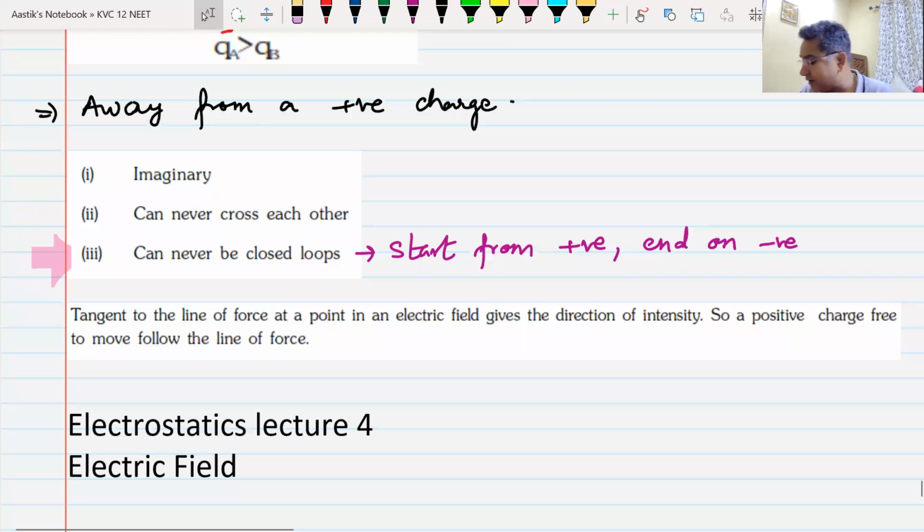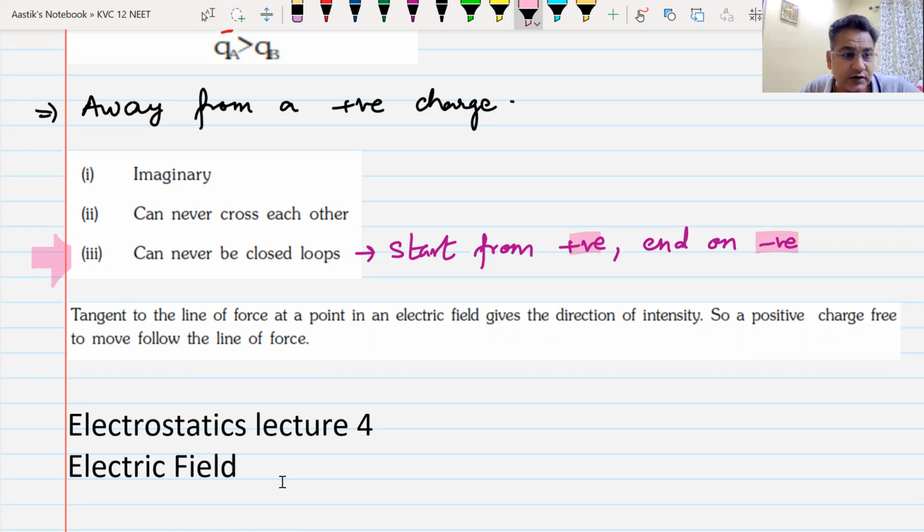We had seen the properties that they are always drawn away from a positive charge. They are imaginary. They can never cross each other. They are never in closed loops, they are always in open loops. They start from a positive charge and they end on a negative charge. Then, if you draw a tangent at any point, that will give us the direction of electric field at that point.